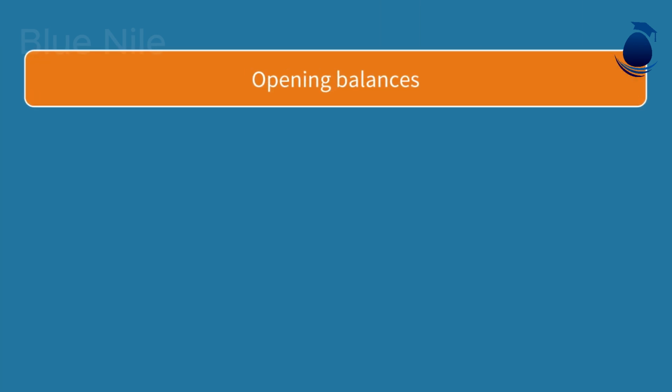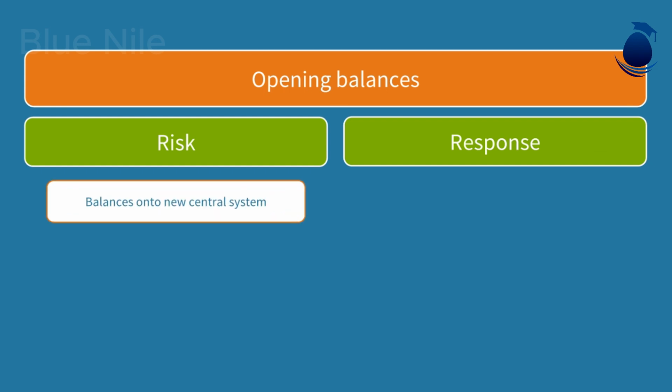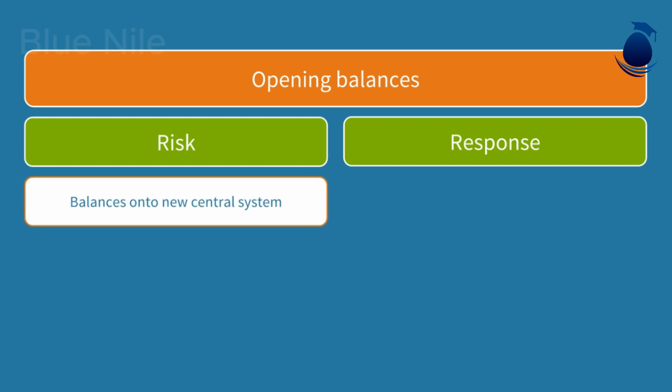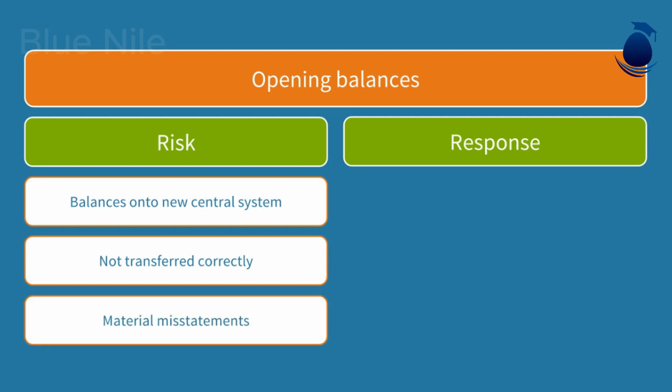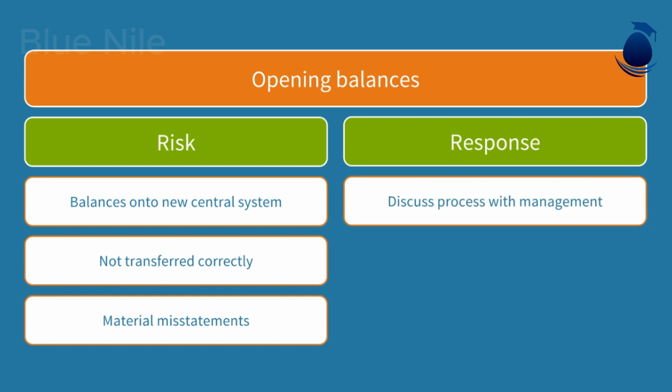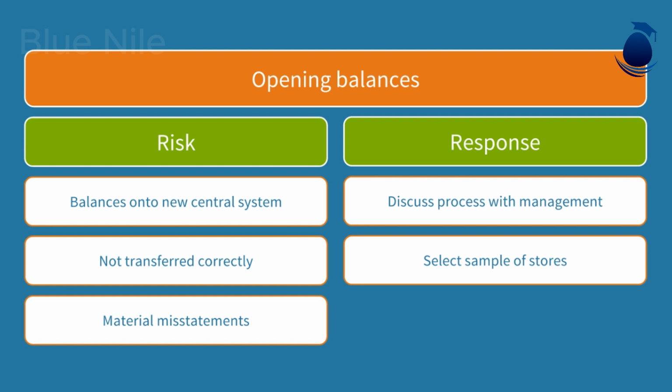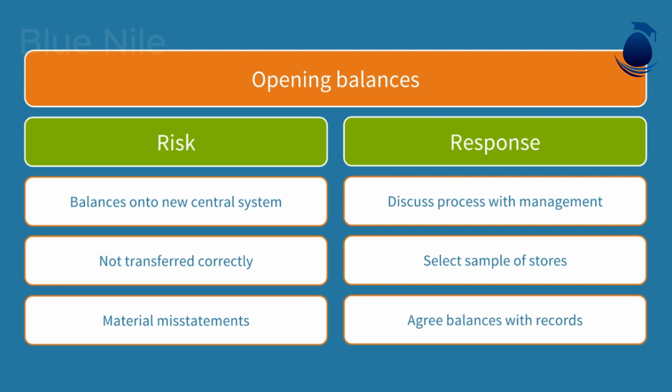Opening balances. The stores have transferred opening balances onto the new central system. There is a risk that these have not been transferred correctly, and opening balances may contain several misstatements. The auditor's approach would be to discuss with management the process they used to transfer the data, and assess how likely it is misstatements could be present. For a sample of stores, they can agree balances to the store records.